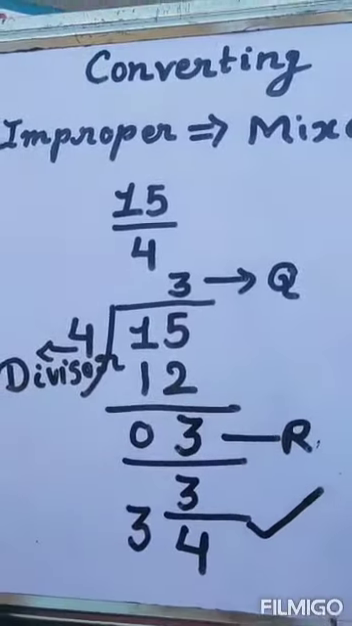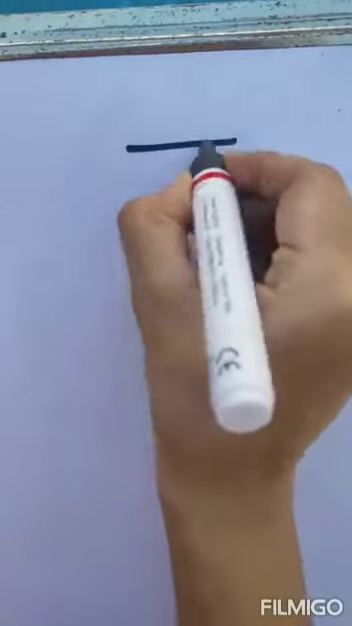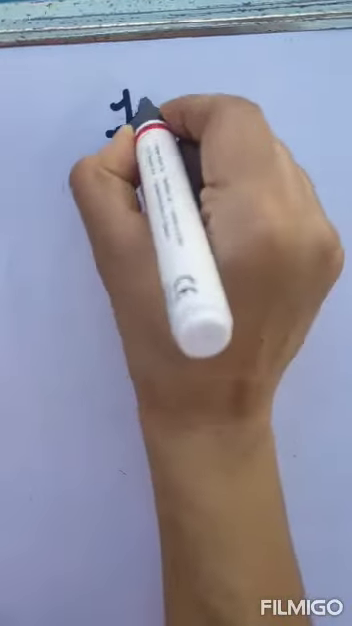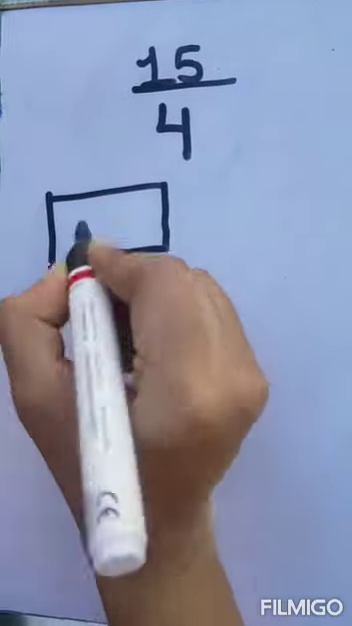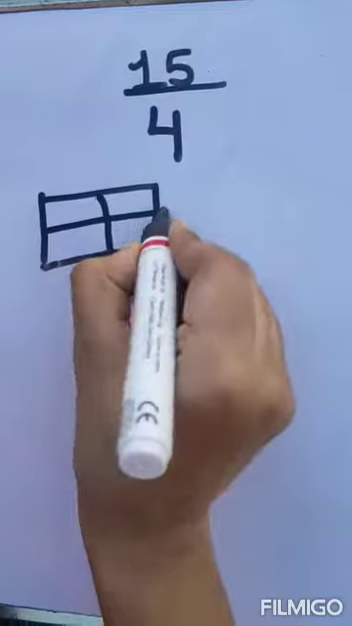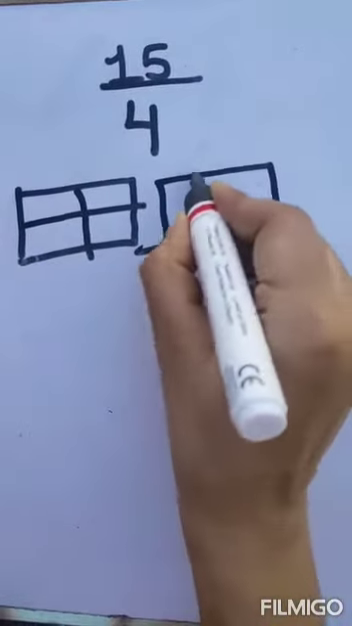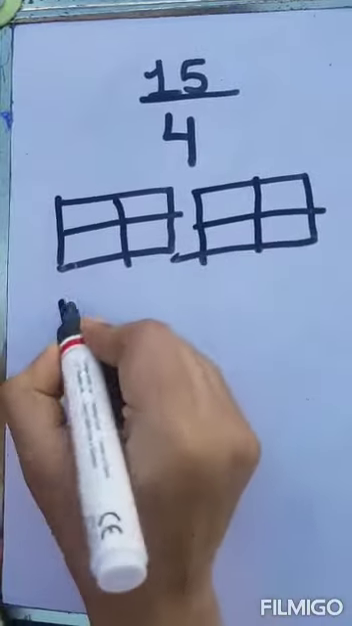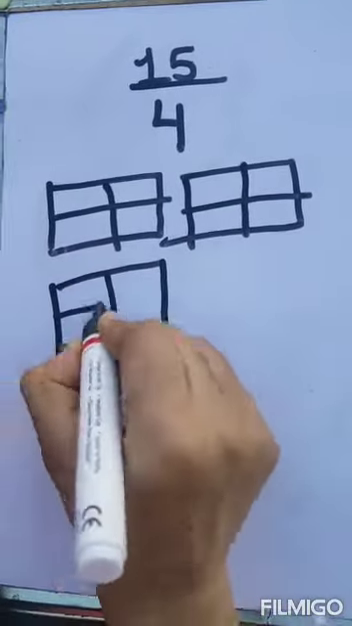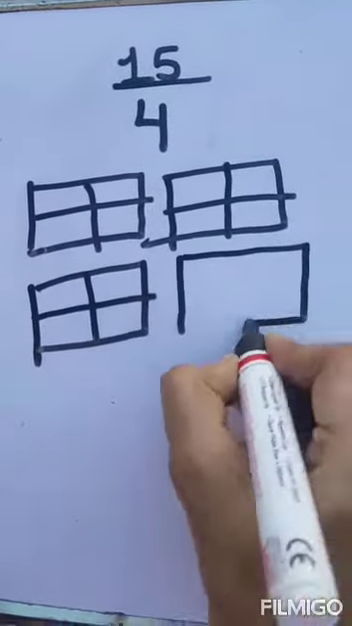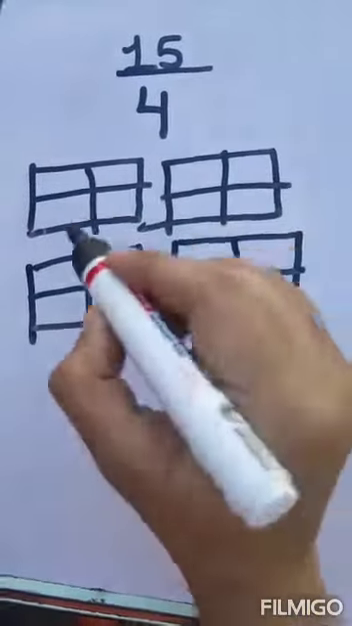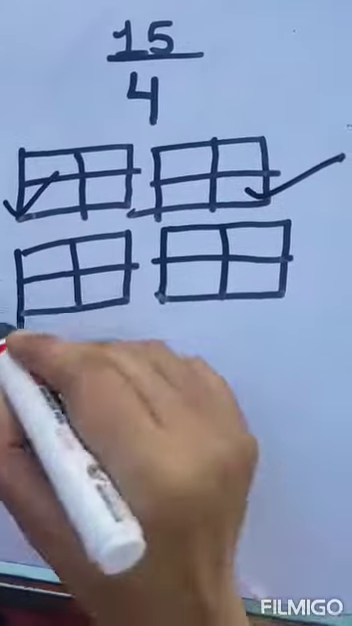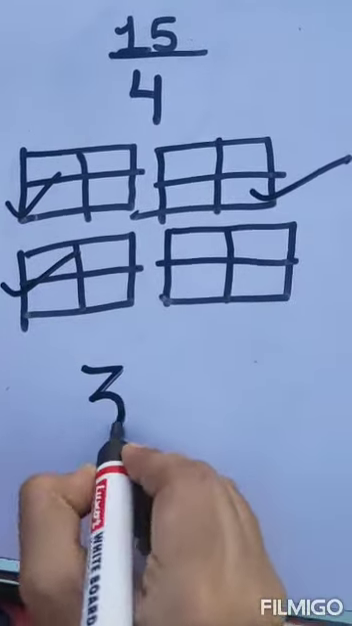Now what is the other way? If we are having 4 parts in one chocolate, how many full chocolates will I be having? If I am having 4 parts in one chocolate, I will be having 8 parts in 2 chocolates, 12 parts in 3 chocolates, and 16 parts in 4 chocolates. But I am having only 15 parts, which means I will be having 3 full chocolates.